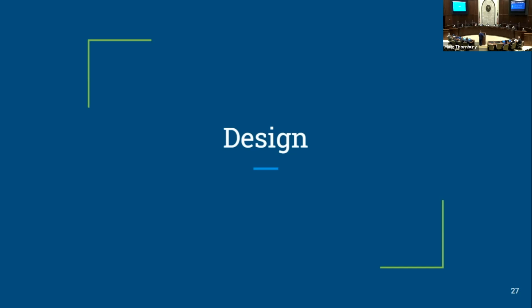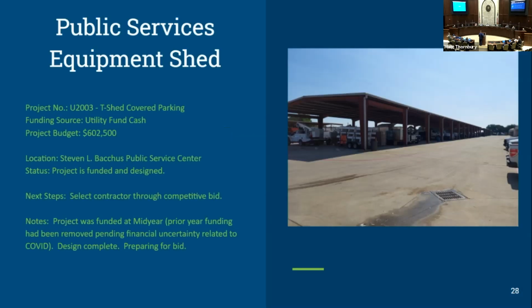Now going into some that are under detailed design, this public services equipment shed, a fairly small project. It was funded actually in 2019, and then we did the design, we were ready to bid, and the funding was put on hold when COVID hit. At mid-year, we actually were giving that money back, and so we're working with purchasing to get that project out to bid.